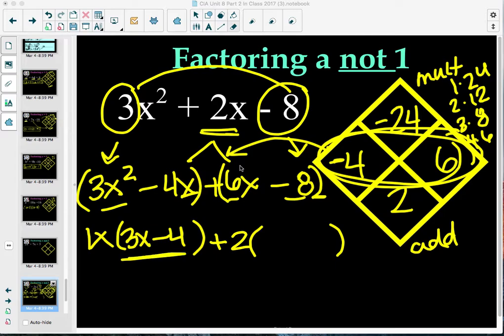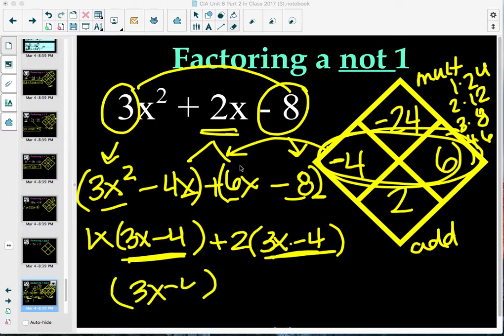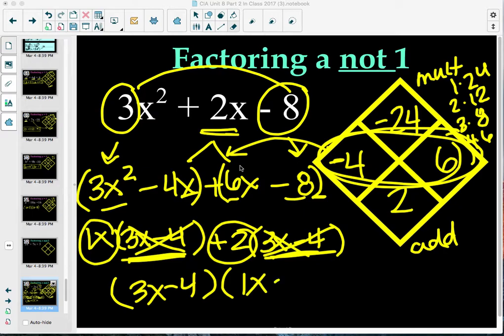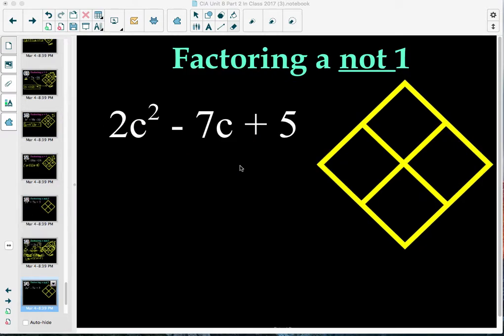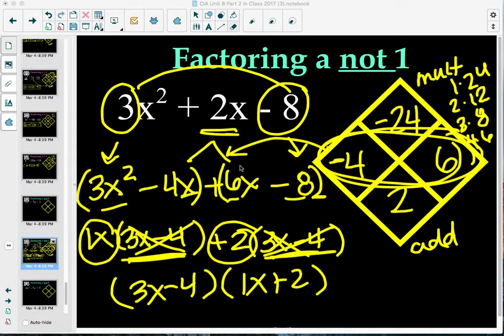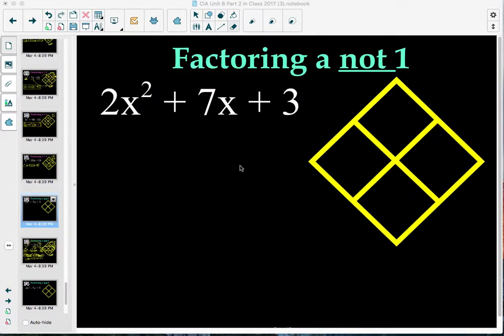And I can look at this parenthesis and say, oh, it must match. So I'm going to copy it. Once my parentheses match, my final answer is 3x minus 4. And then the leftovers go in the second parenthesis of 1x plus 2. So go ahead and pause the video and try this one on your own.